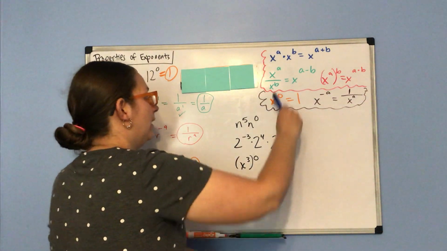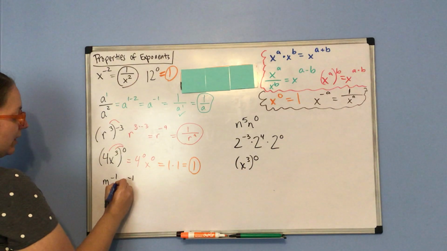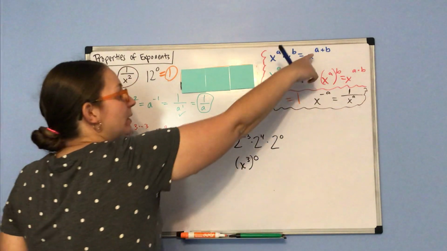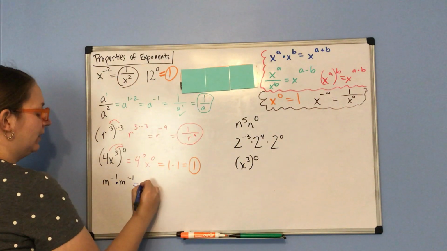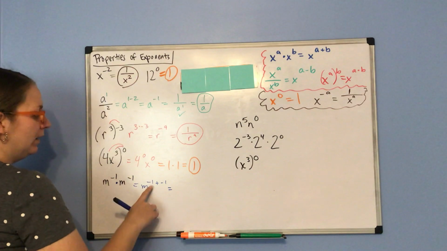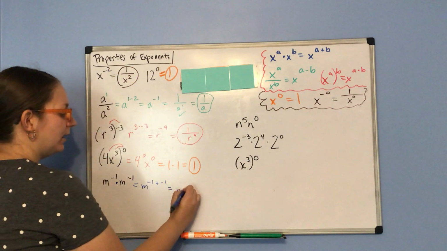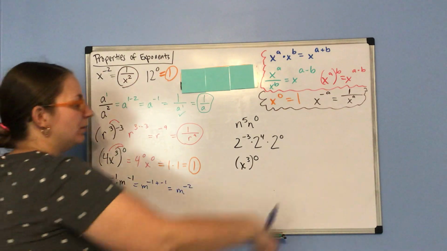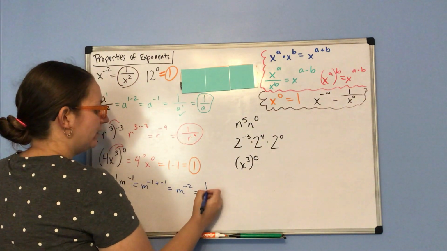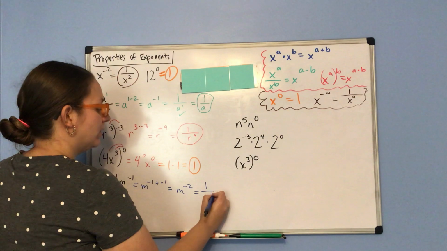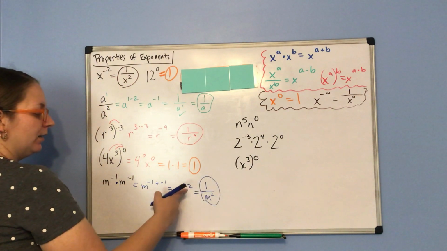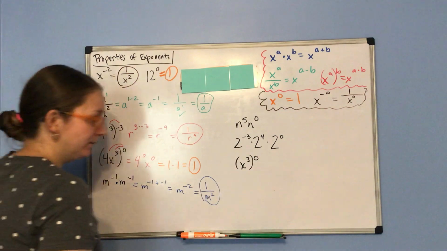Next up, I have m to the negative 1 times m to the negative 1. There's kind of a hidden times dot there. We know that when we're multiplying, we add exponents together. So I'm thinking m to the negative 1 plus negative 1. Negative 1 plus negative 1 is negative 2. And then once again, negative exponents need kicked down to the denominator. So my final answer is 1 over m squared. Remember, when you kick something down to the denominator, this becomes a positive number.